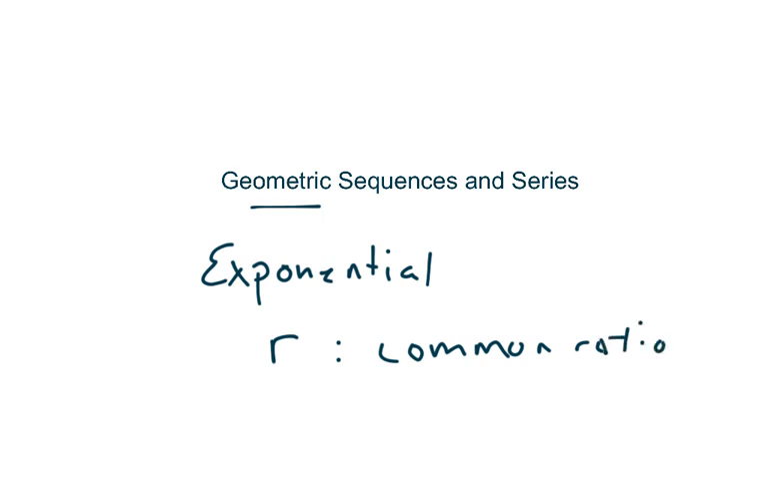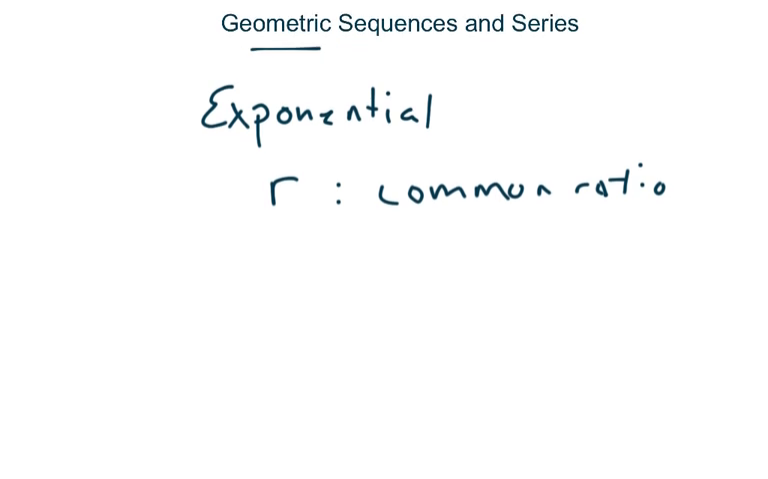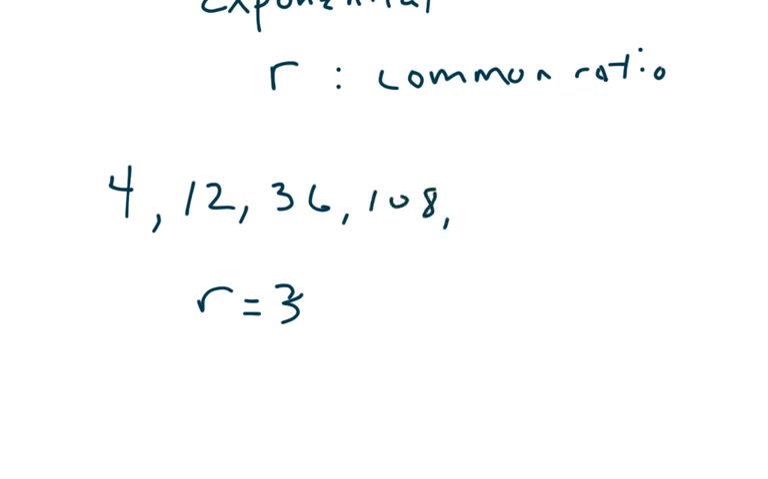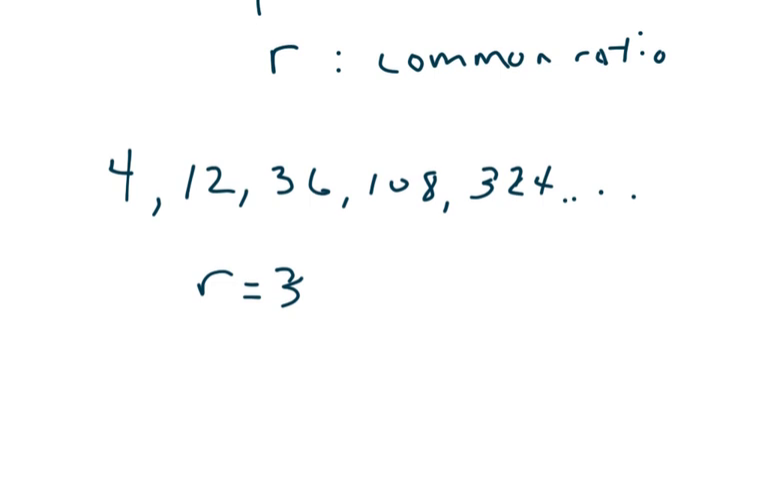An exponential or geometric pattern would be something of the nature like 4, and then we'd go 12, 36. You're just multiplying by 3 here, so the common ratio would be 3. If I wanted the next term, I would have 108, and then 324, etc. The pattern can continue, and it has a common ratio of 3.